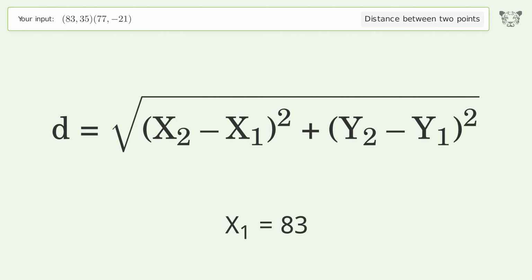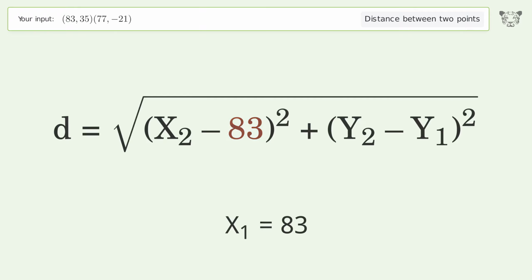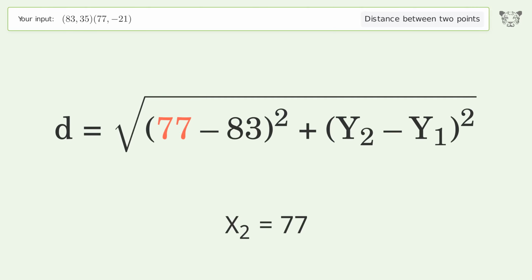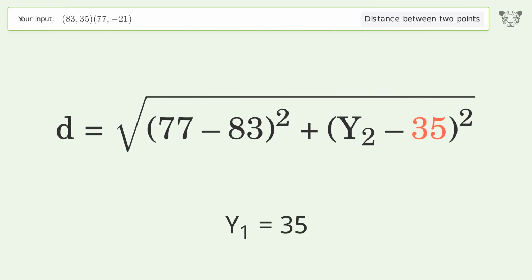x1 equals 83. x2 equals 77. y1 equals 35. y2 equals -21.